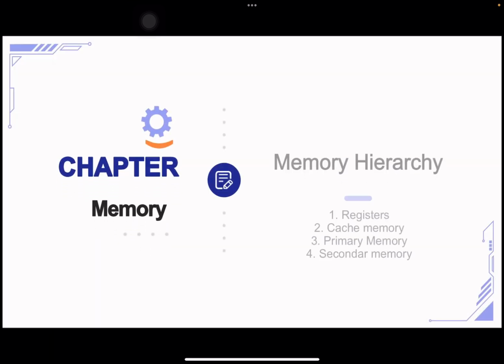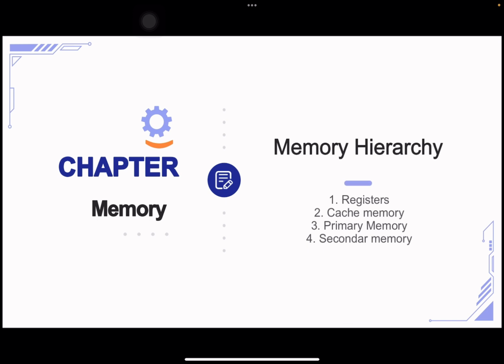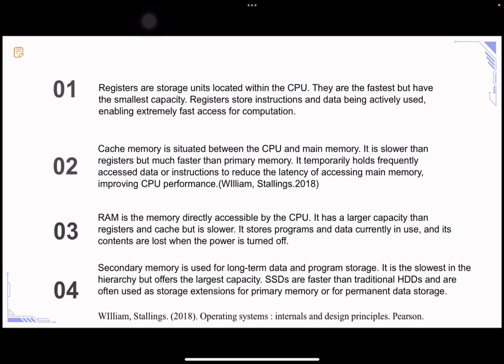So what about this? We need to learn some memory hierarchy. Here you can see registers are storage units located within the CPU. They are fast but have the smallest capacity. Cache memory is situated between the CPU and the main memory. It's slower than registers but much faster than primary memory. RAM is the memory directly accessed by the CPU. It has larger capacity than the registers and the cache, but it's slower. Secondary memory is used for long-term data and program storage.